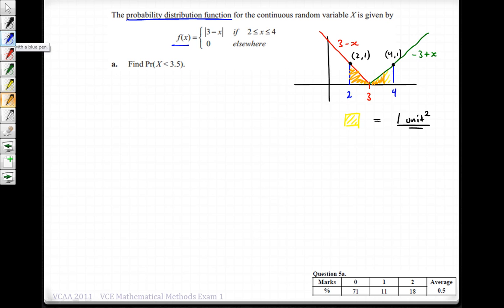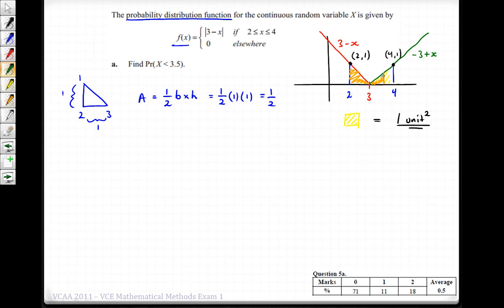So we've got two triangles, and I'll draw them out again. So we've got this one here, and that goes from 2 to 3, and it goes from 0 in the y to 1 in the y. So it's got a height of 1 and a length of 1, and the area of that equals a half base times height. So that's equal to a half times 1 times 1 equals a half.